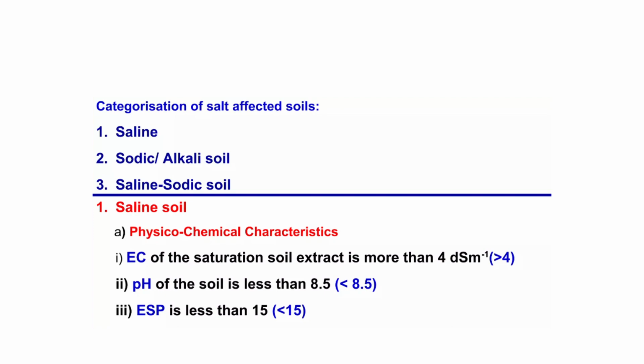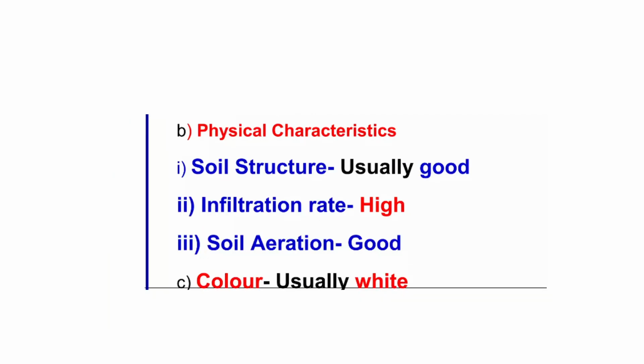The soil is normally flocculated. Where will this soil be found? In India, it is found in parts of Uttar Pradesh, Bihar, Haryana, Gujarat and so on. Normally the saline soil exists in arid and semi-arid areas. What are the physical characteristics? The soil structure will normally be good, the infiltration rate will be high, and soil aeration will be good. The color is usually white under certain conditions.